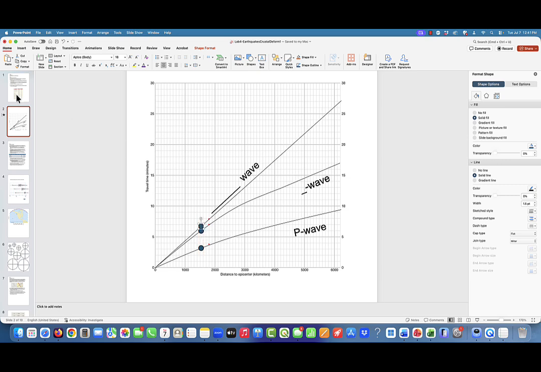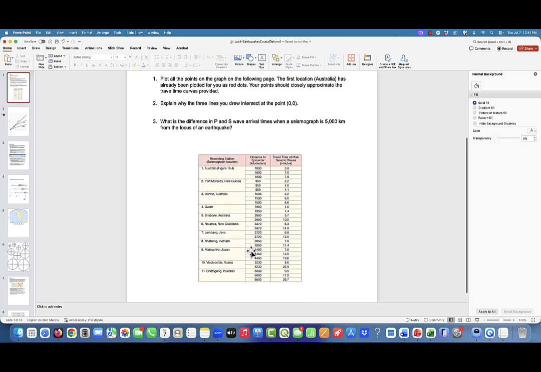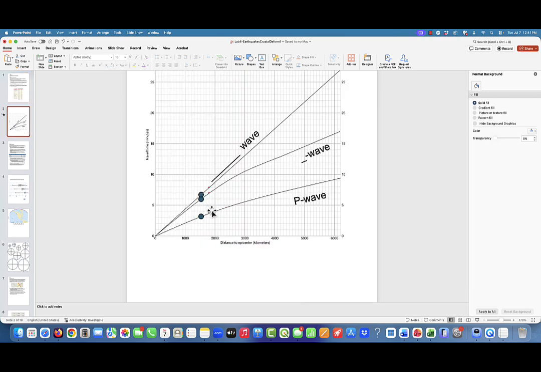And you'll just go ahead and you'll continue through and add all of these points to the map. All of these points should be very close to falling on one of these lines here. And then you'll have your data plotted on a travel time curve.